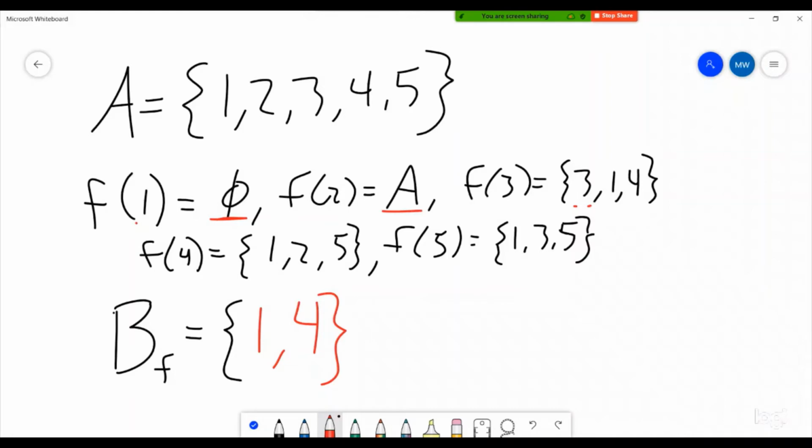But then if we were to change it and maybe make some of these sets different, then the Barber set might change. But the Barber set is always going to be a set that's not in the image of the function that generated it.